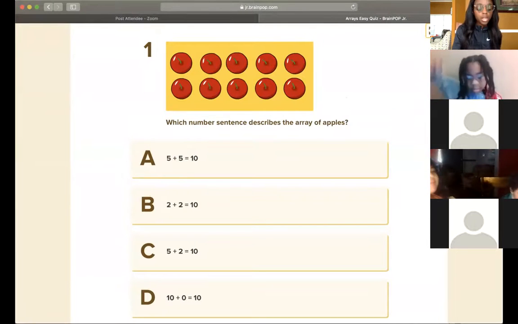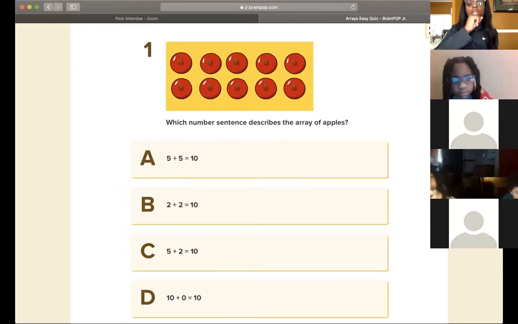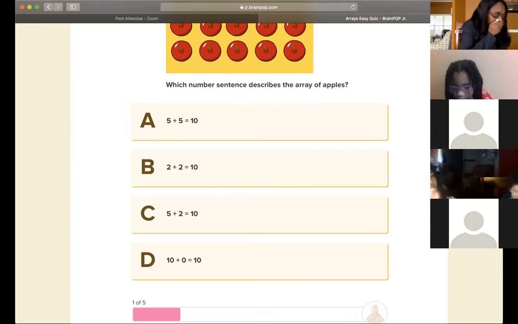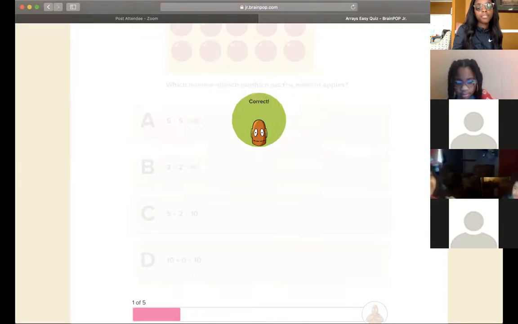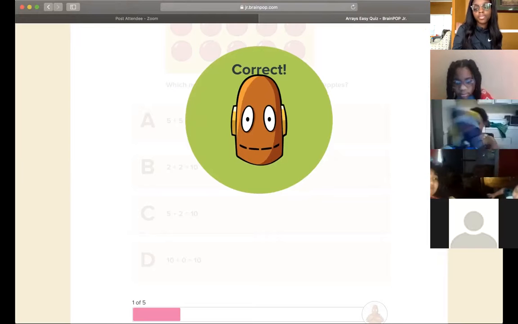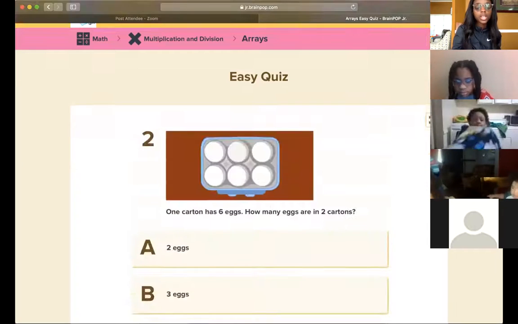Let's count how many are in each row first. 1, 2, 3, 4, 5. 1, 2, 3, 4, 5. So in each row there are 5 apples. Talon, which one of these do you think matches the array? A. You think A? Good job. All right, let's try another one.